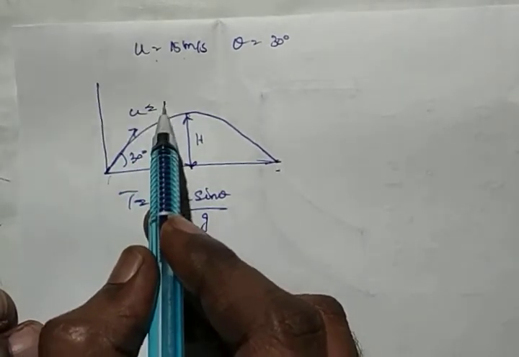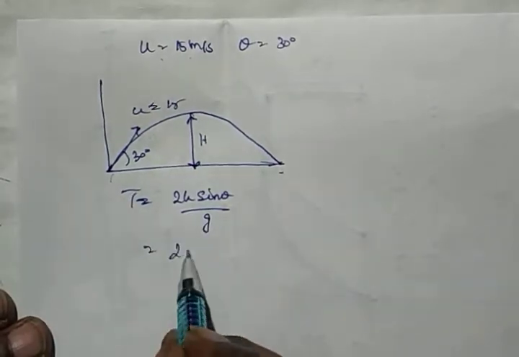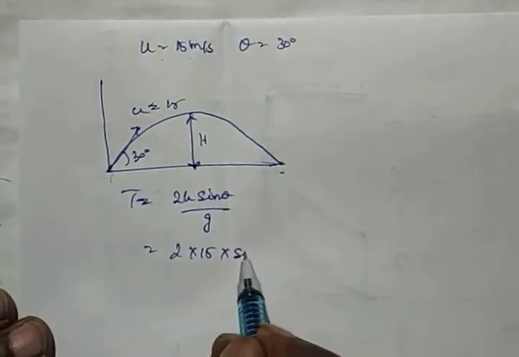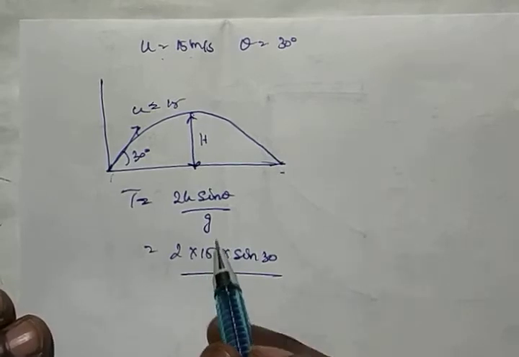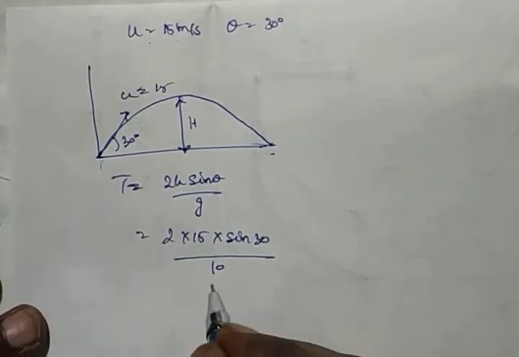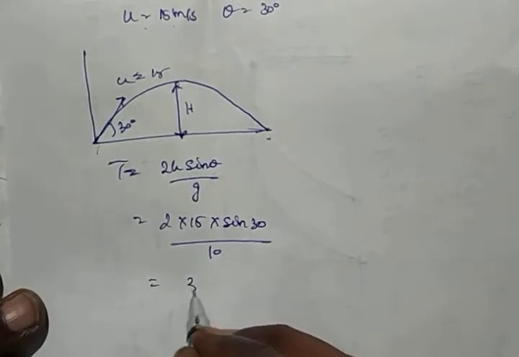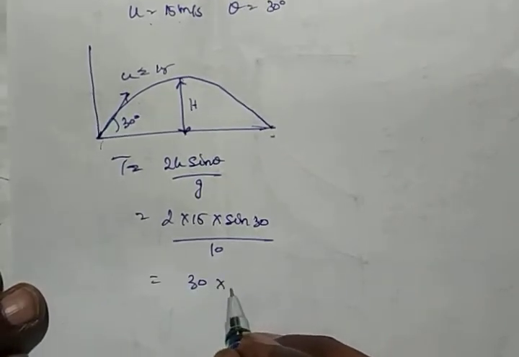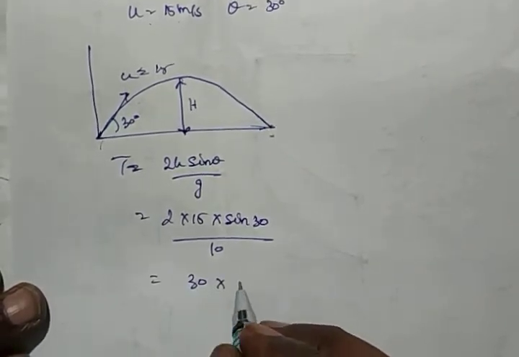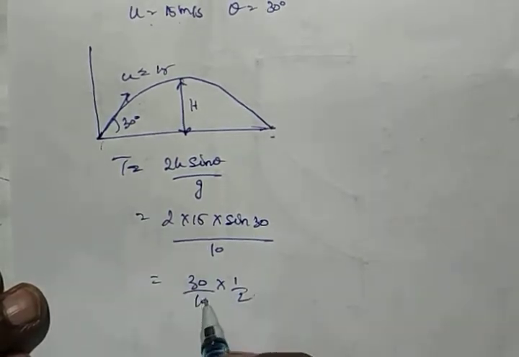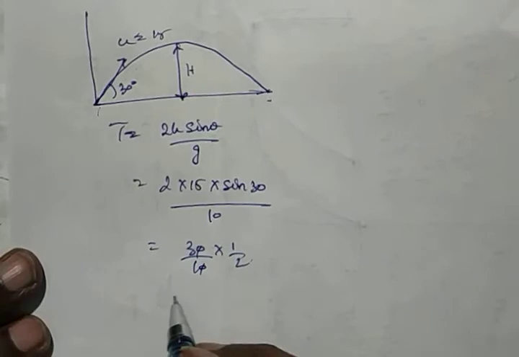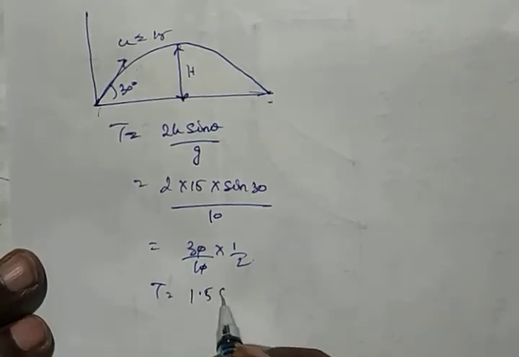U is given here as 15. So it is 2 into 15 into sine 30 upon g. And here g is given as 10. So once you do this, 30 into 1 by 2 upon 10. So it gets cancelled out. T is going to be equal to 1.5 seconds.